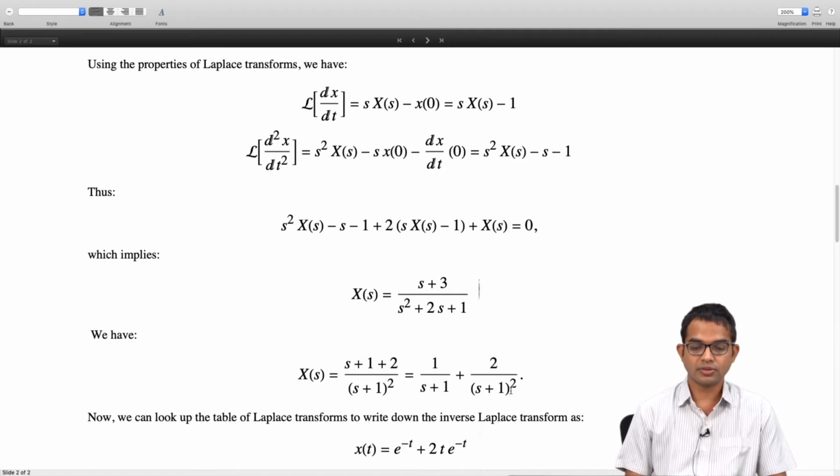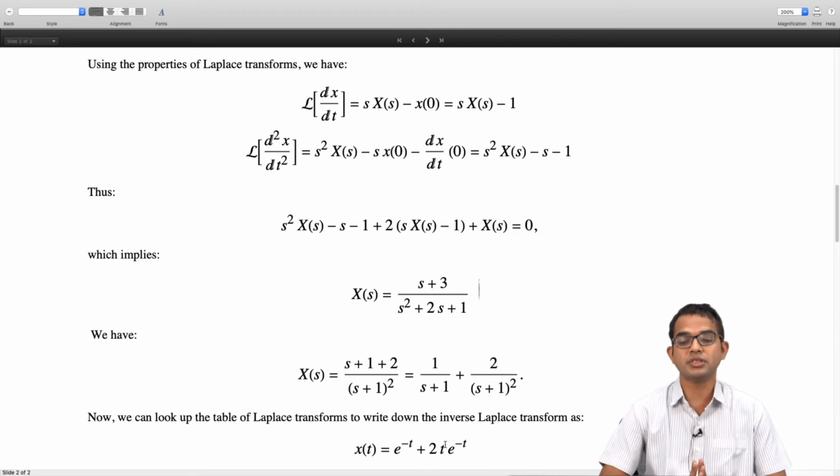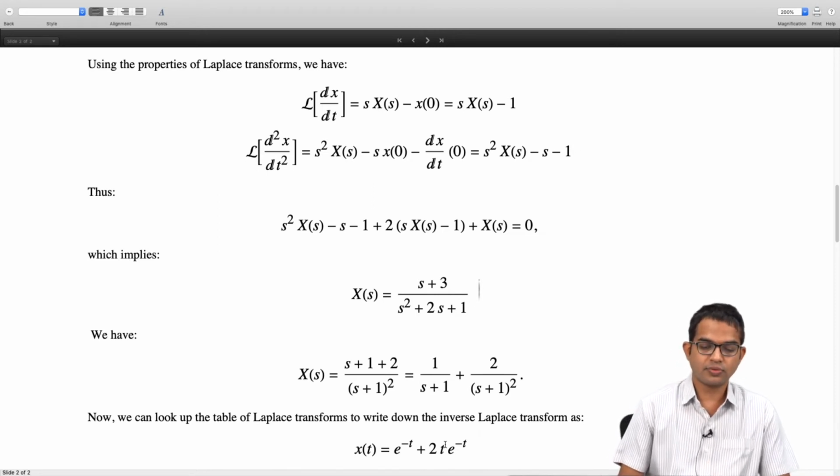But when you have a factor like this, when you have a square of this, there is going to be a factor of t which comes in, right? So this is also a property which we have seen, right? And there is a factor of 2 as well, which comes from here. And so this is the answer.